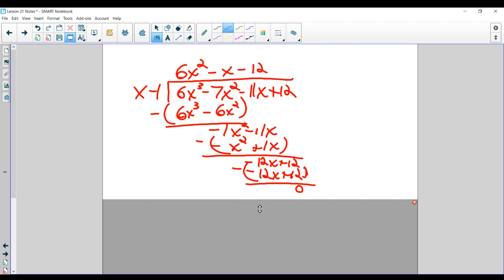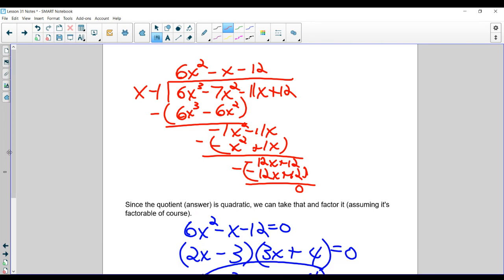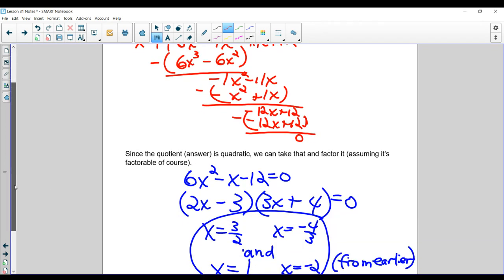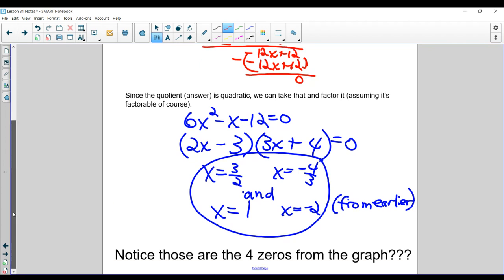So now I have this x minus 1, the original x plus 2, and the 6x squared minus x minus 12. Now I'm going to take that and factor it, which would factor to 2x minus 3 and 3x plus 4. So my two solutions from that are 3/2 and -4/3, and then the two previous that I used for the division, the 1 and the -2. Okay, again, those are the 4 zeros from the graph.